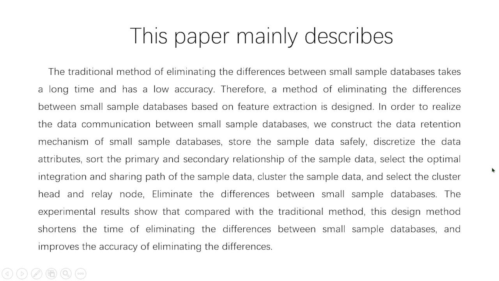discretize the data attributes, sort the primary and secondary relationship of the sample data, select the optimal integration and sharing paths of the sample data, cluster the sample data, and select the cluster head and relay node, eliminate the difference between small sample databases. The experimental results show that compared with the traditional method, this design method shortened the time of eliminating the difference between small sample databases and improved the accuracy of eliminating the difference.